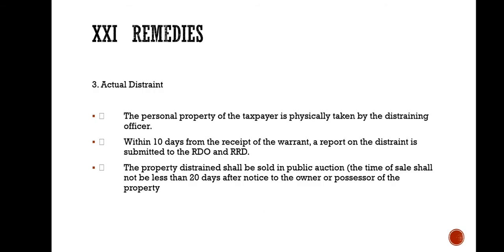So, the property distrained shall be sold in public auction. The time of sale shall not be less than 20 days after notice to the owner or possessor of the property.